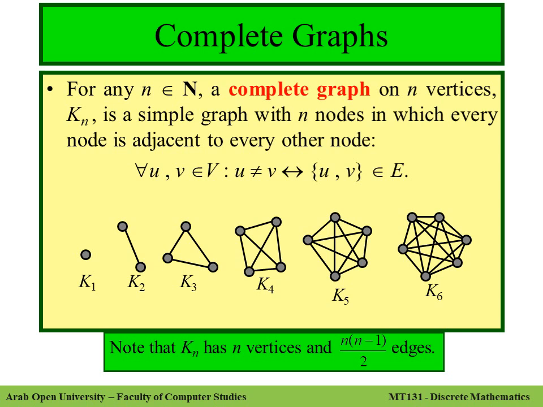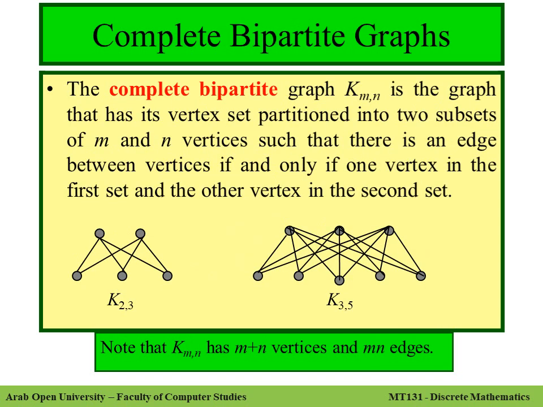The next type of graph is called complete bipartite graphs. A bipartite graph is a graph where you can divide the vertex set into 2 groups, and all the edges in the graph connect a vertex from one group to a vertex in the second group.